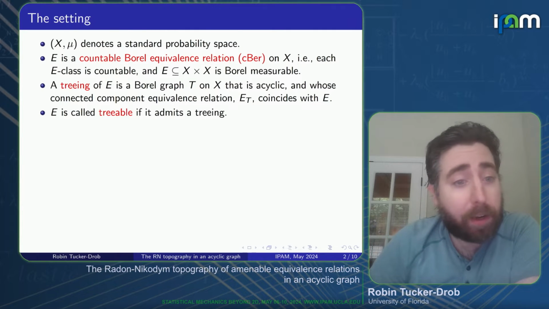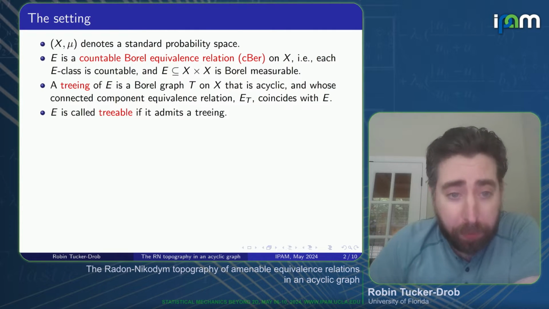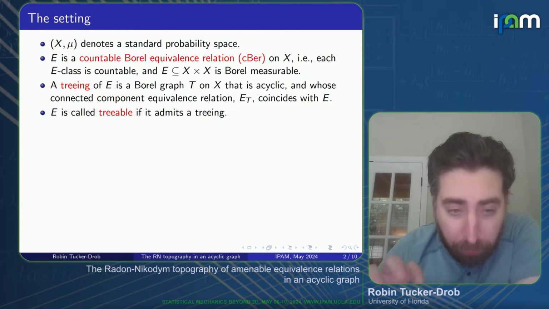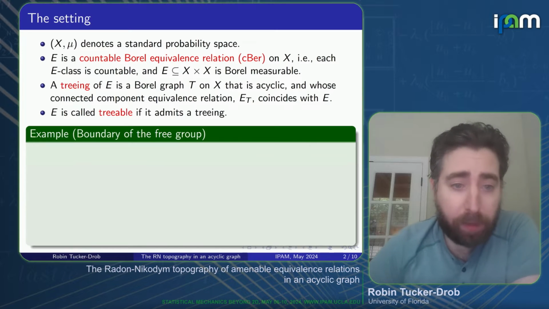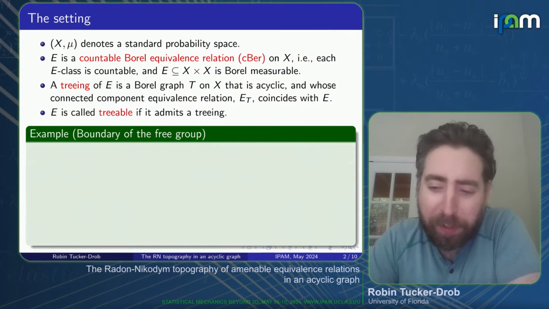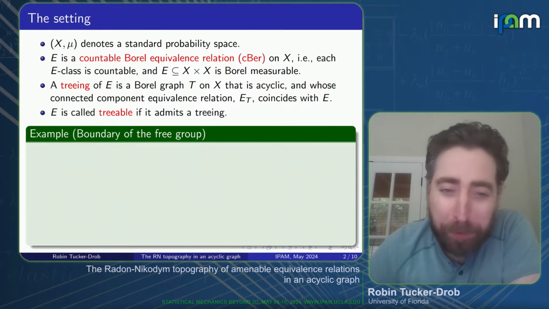So this treeable just means that it admits some treeing. But usually for most of the talk, we'll be dealing with either something concrete or something that's already treed. So here's the example to keep in mind throughout the talk. We'll be revisiting this example every slide. So, the boundary of the free group.